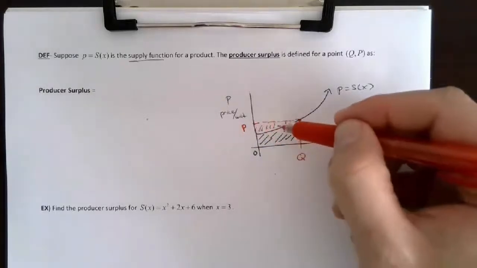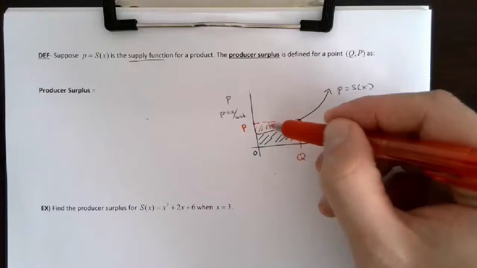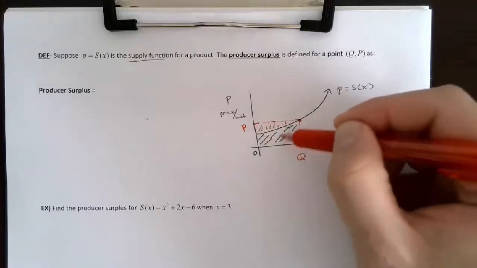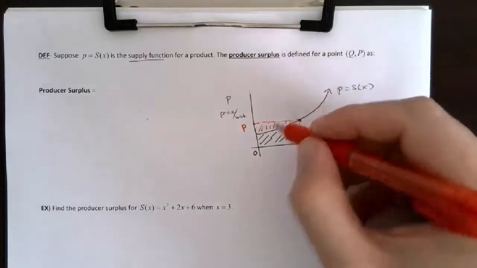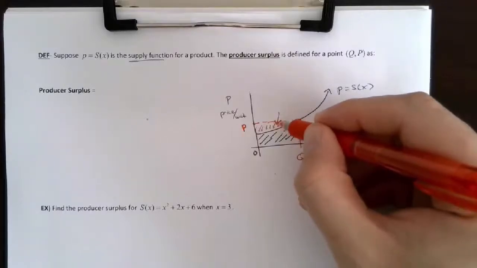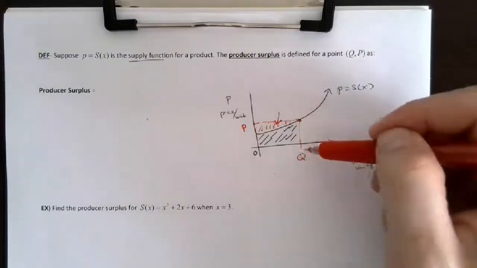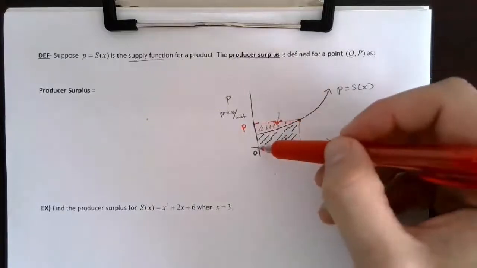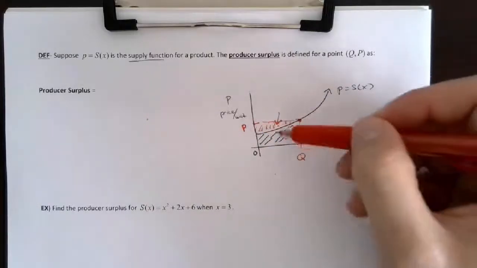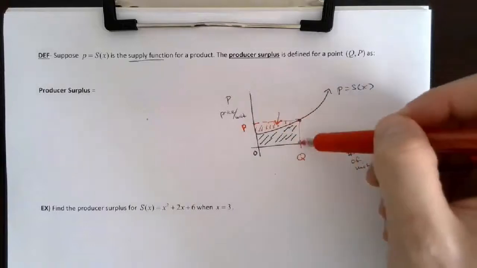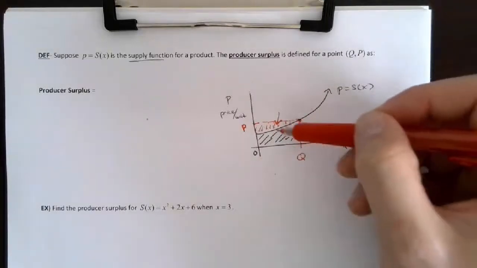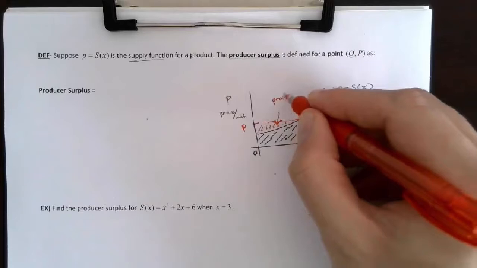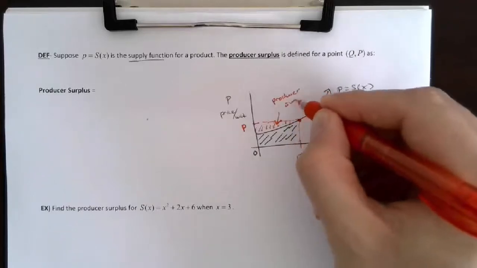Taking the area of the rectangle minus this area under the curve, if you take the difference, this is actually extra money that they would be making for selling a quantity Q, because they should be making only the area under the curve. What they're bringing in is Q times P. So what's the difference between the full rectangle and this area here? Well, this is what we call the producer surplus.